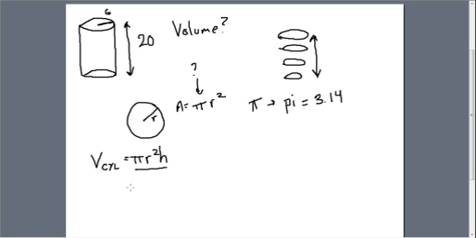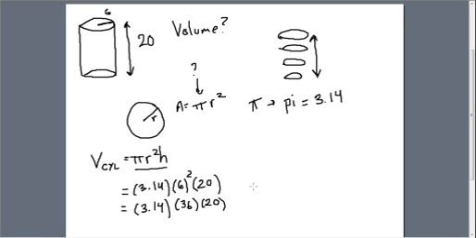So for our original problem, we can go ahead and plug our numbers in. Pi is, as we said, 3.14. The radius they're giving us is 6, and we'll square it. And the height they give us is 20. So we just need to work through this. Let's first simplify: 6 squared is 36, 6 times 6, and then the 20.